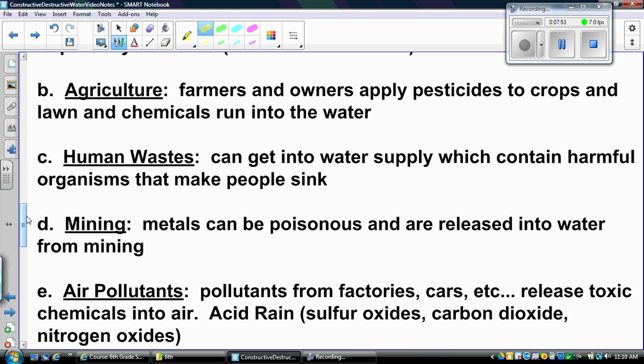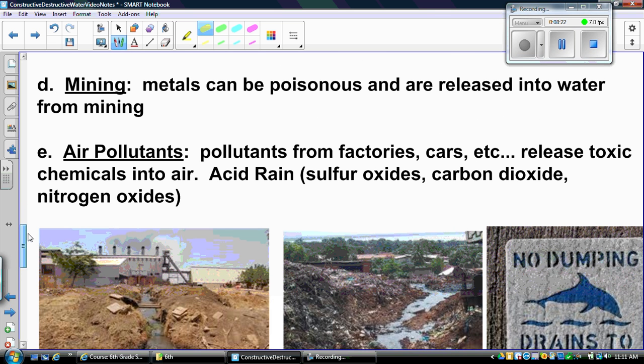Another source of pollution is mining, especially up here in Colorado, where a lot of mining was done, and there still is. Metals that can be poisonous are released into the water from mining, like arsenic. A lot of sulfur can get released into our water supply. Those are chemicals from the metals that we mine that we do not want to get into our water supply. And then we have air pollutants.